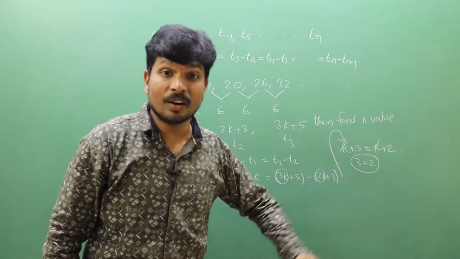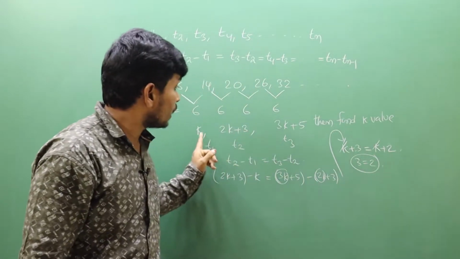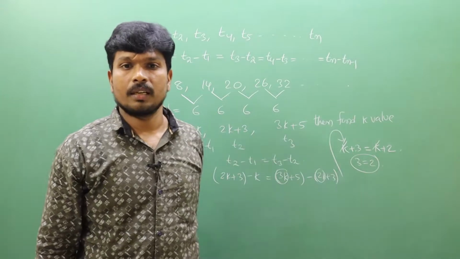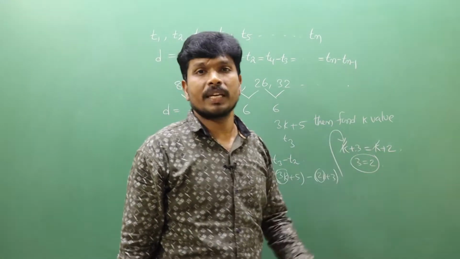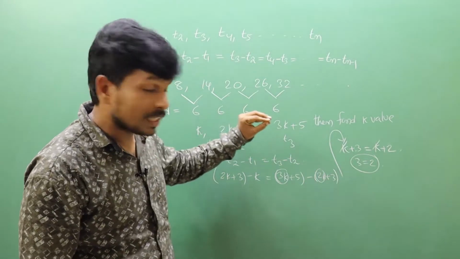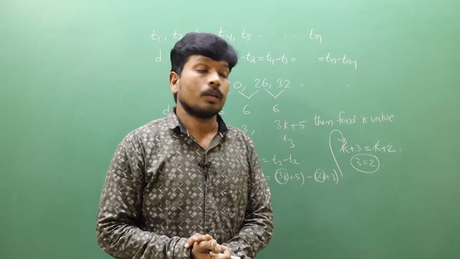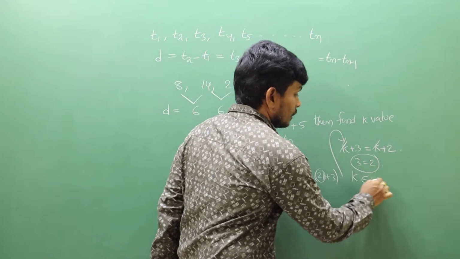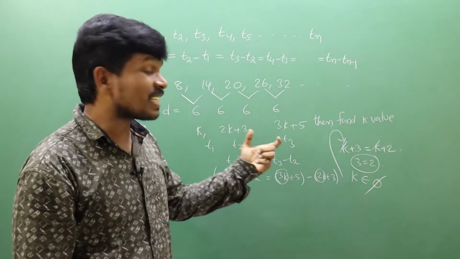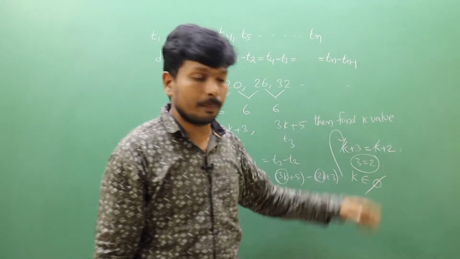Then what is the meaning of it? There is no k value for which the three terms are in AP or arithmetic sequence. AP is nothing but an arithmetic progression. So there is no k value. When we substitute any k in it, the terms are not in AP. So k is a null set. We can't get such a k value. These three terms will never be in AP.